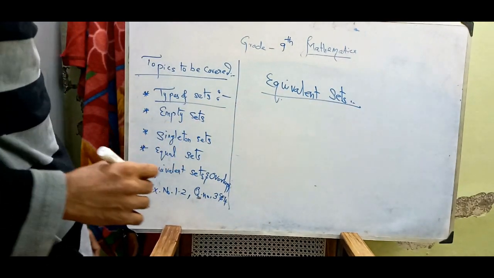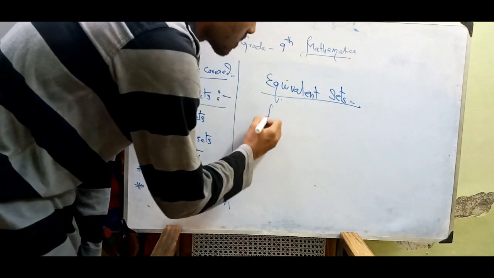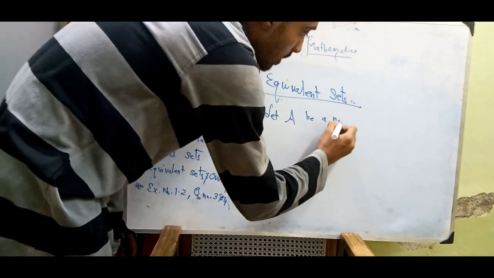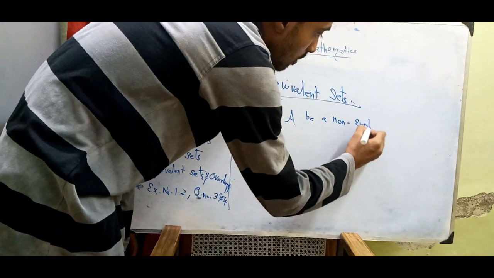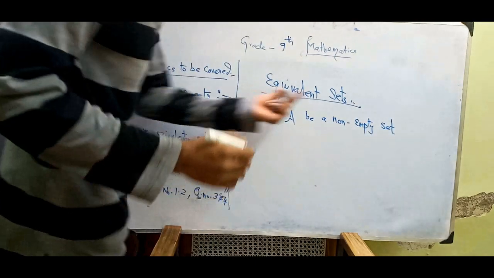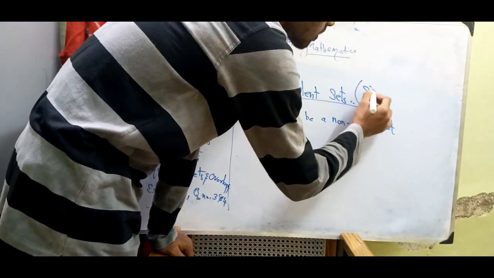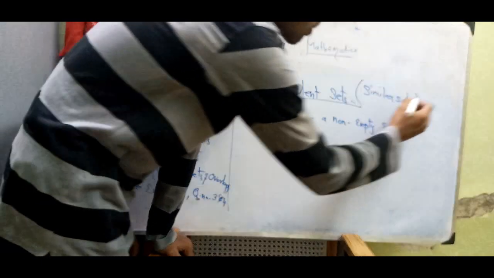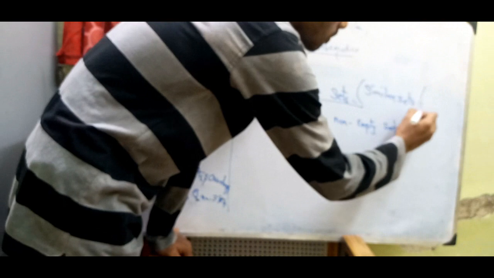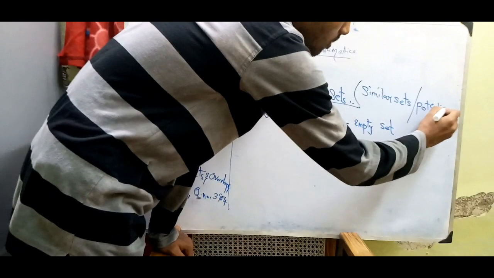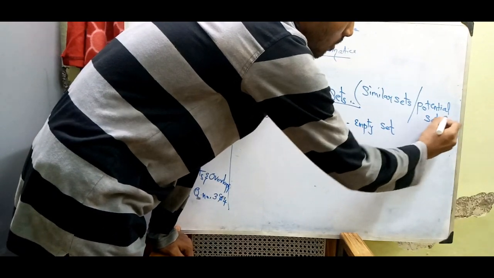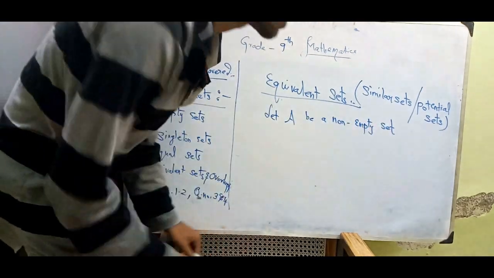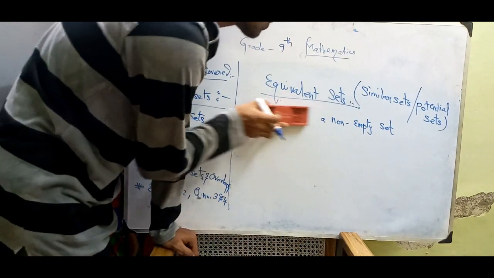So what is the equivalent set? We firstly write, let A be a non-empty set. This equivalent set is also called similar set or equipotential set. Okay, so this similar set is called as equipotential or similar set. Equivalent set is also named as.